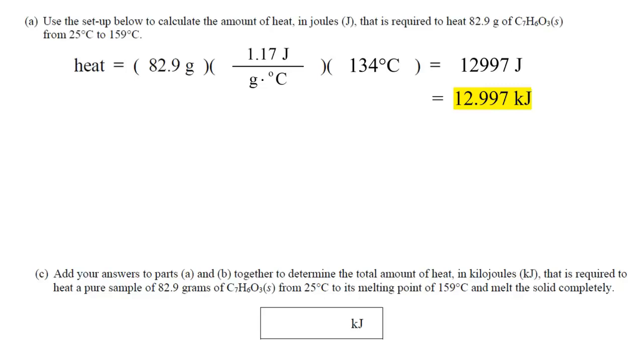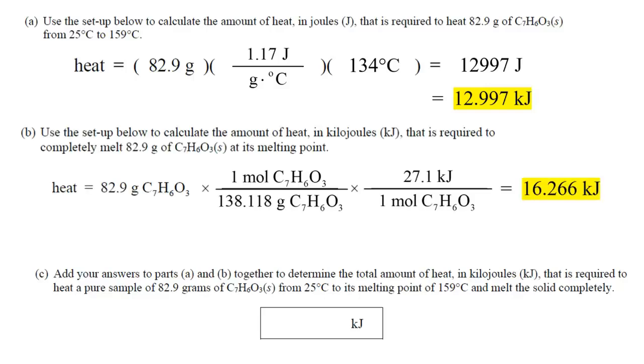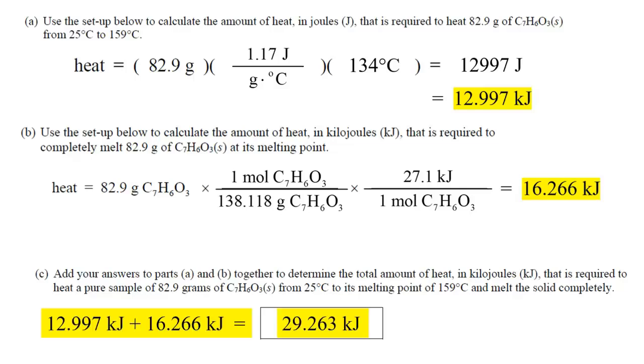So our answer to part A in kilojoules would be 12.997. Our answer to part B in kilojoules would be 16.266. And when we add these numbers together, on my calculator, I get 29.263 kilojoules. Now I think I'm going to round this off. So based on the fact that 82.9 grams has 3 significant figures, I'm going to round off my answer to 29.3, which would have 3 significant figures.